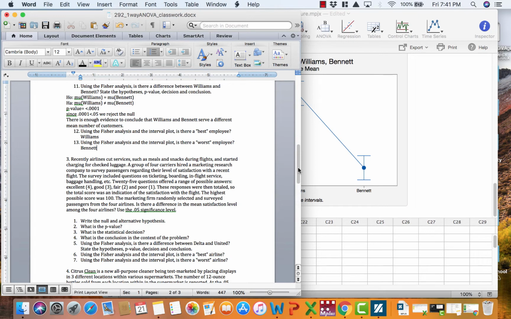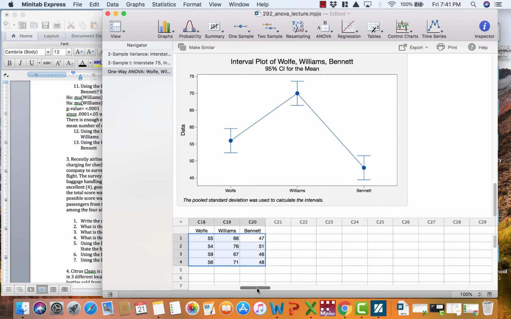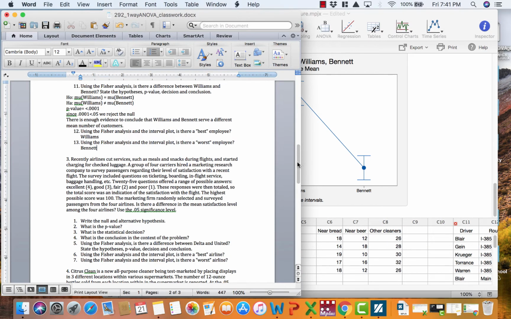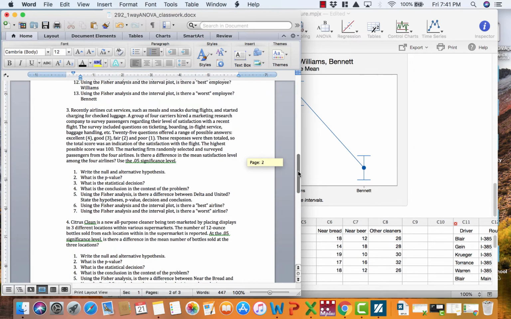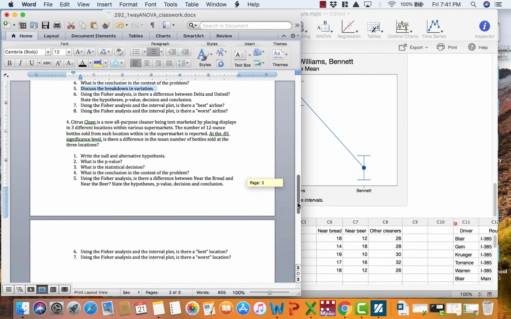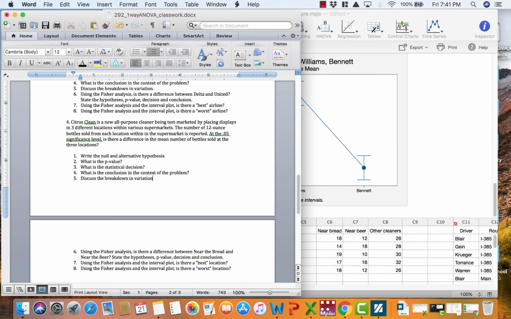All right, so again, I think if there's any confusion right now with you guys on these questions, we'll clear them up as we work the next two problems. Let me just go ahead and add this other question: discuss the breakdown in variation, because we want to make sure we do that on these problems.